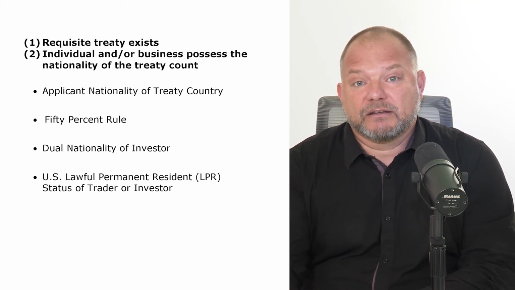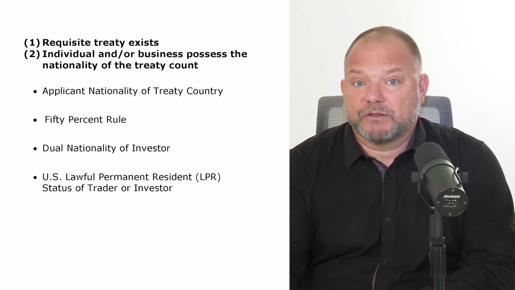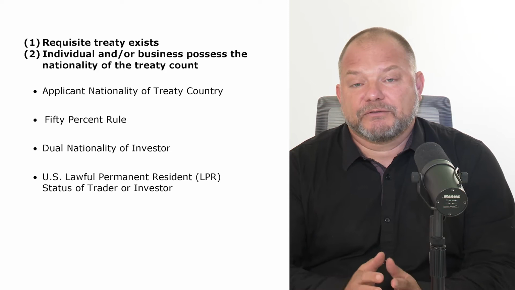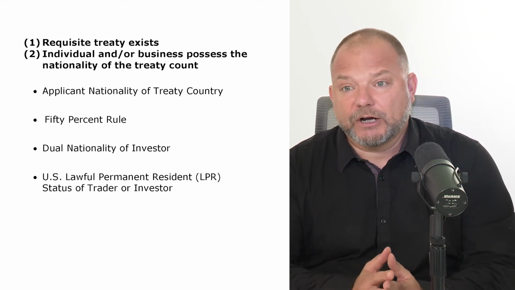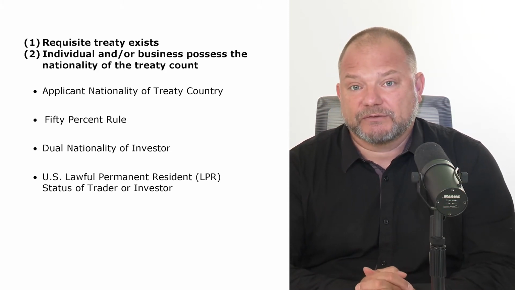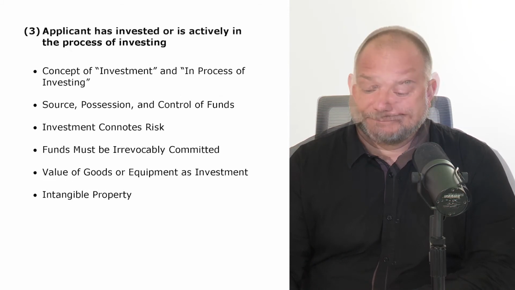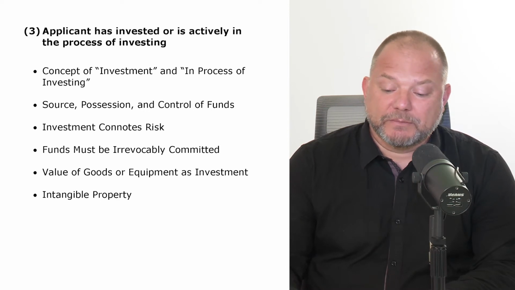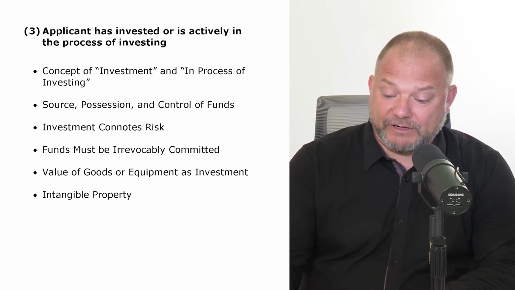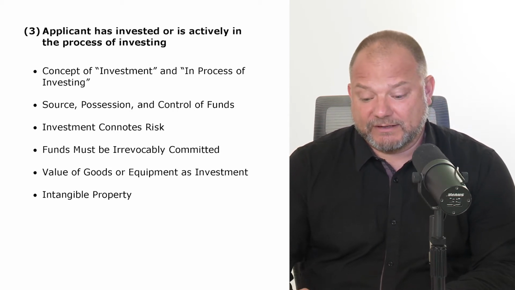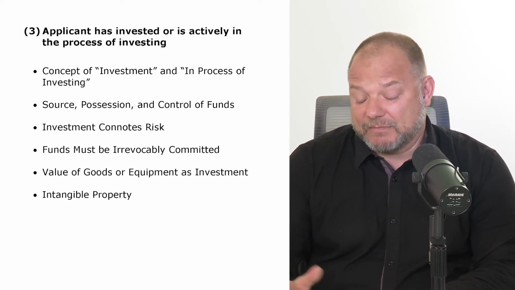On the other hand, you can be in a partnership with US partners in the US enterprise, but you have to make sure that you fulfill the 50% rule, and the majority of owners of the business that qualifies for the E-2 visa have to have the nationality under which you're applying. Okay, let me talk about the third requirement. The applicant has already invested, or is actively in the process of investing into a U.S. enterprise. What does that mean, basically?